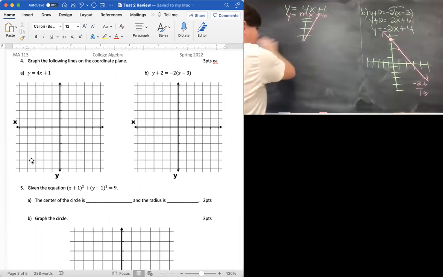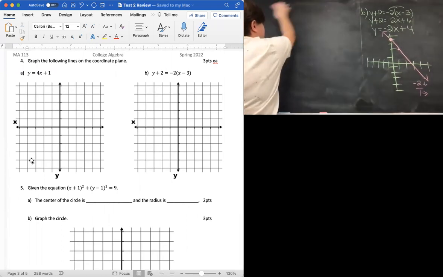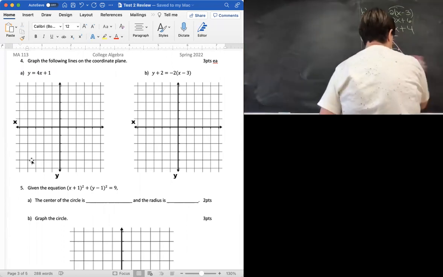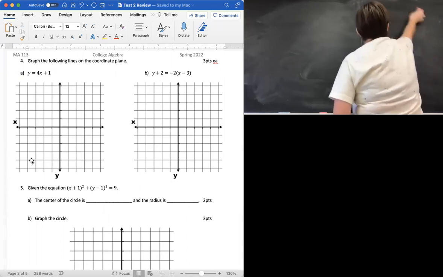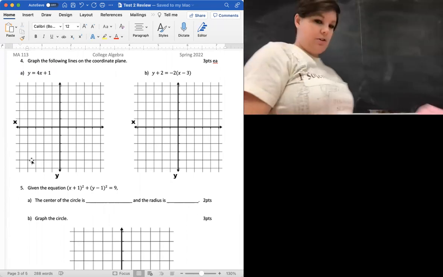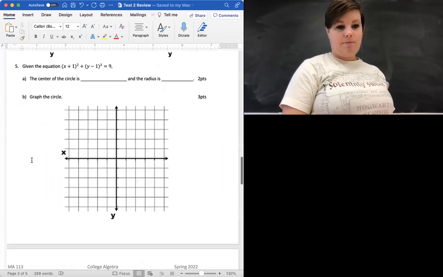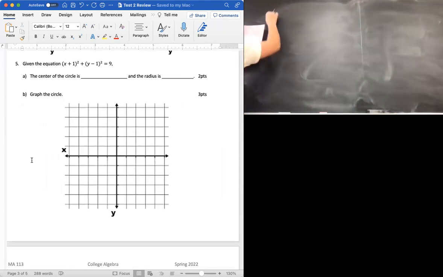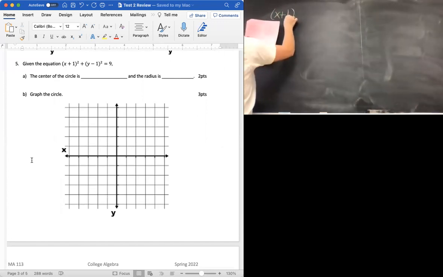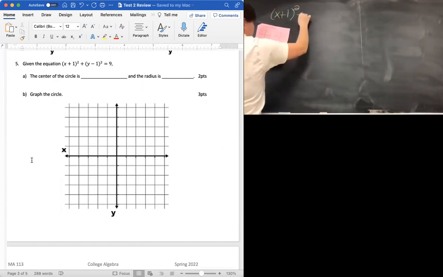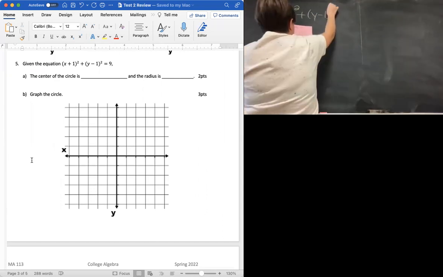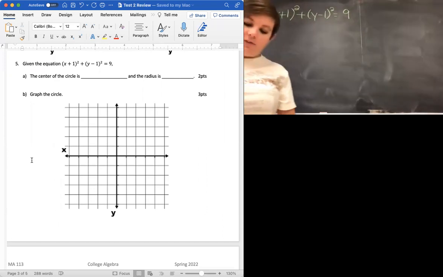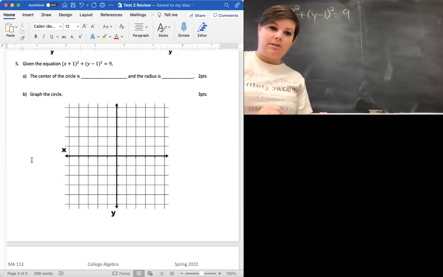Okay. The next problem is about circles. Circles we covered in 2.8. So number 5 is from 2.8. They give us the equation of a circle. It says x plus 1 squared plus y minus 1 squared equals 9. Part A says find the center of the circle and the radius of the circle.